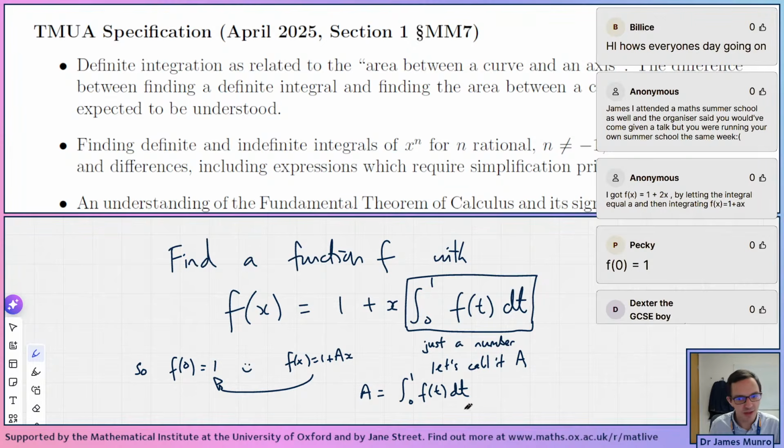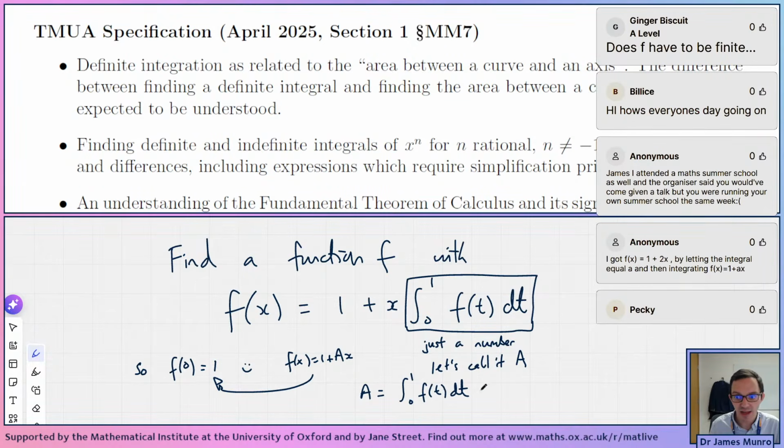Good fun. So we've got this, and I guess maybe this is recursion. But now that we know f of x, we can plug it in over here.